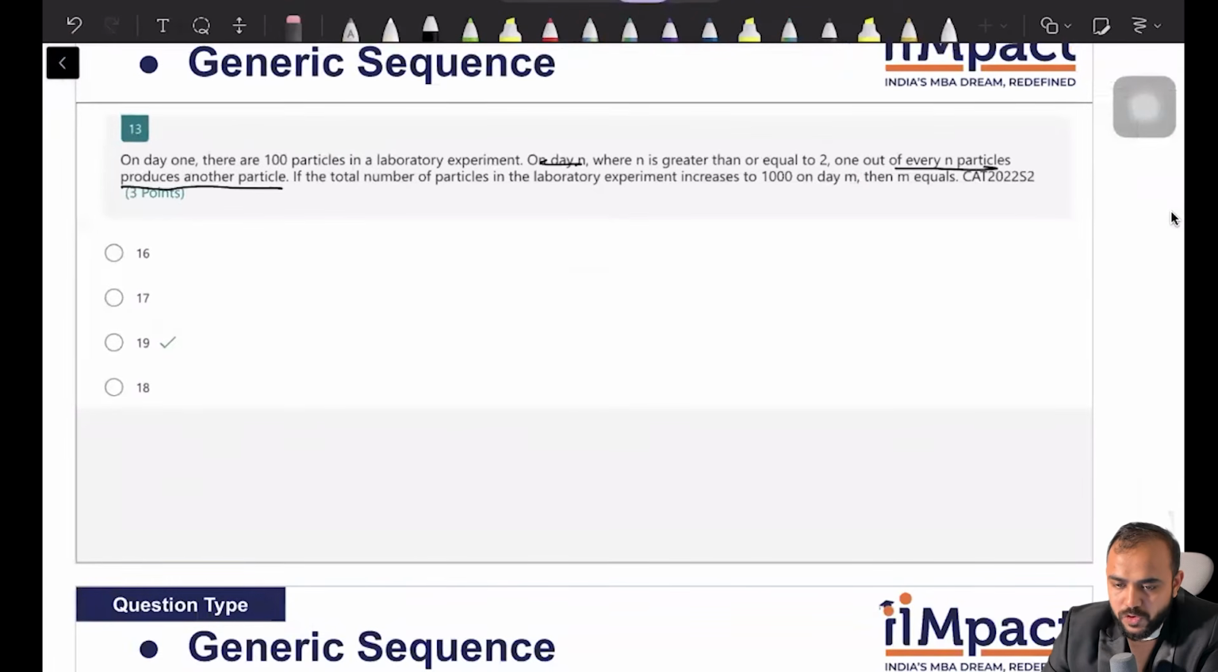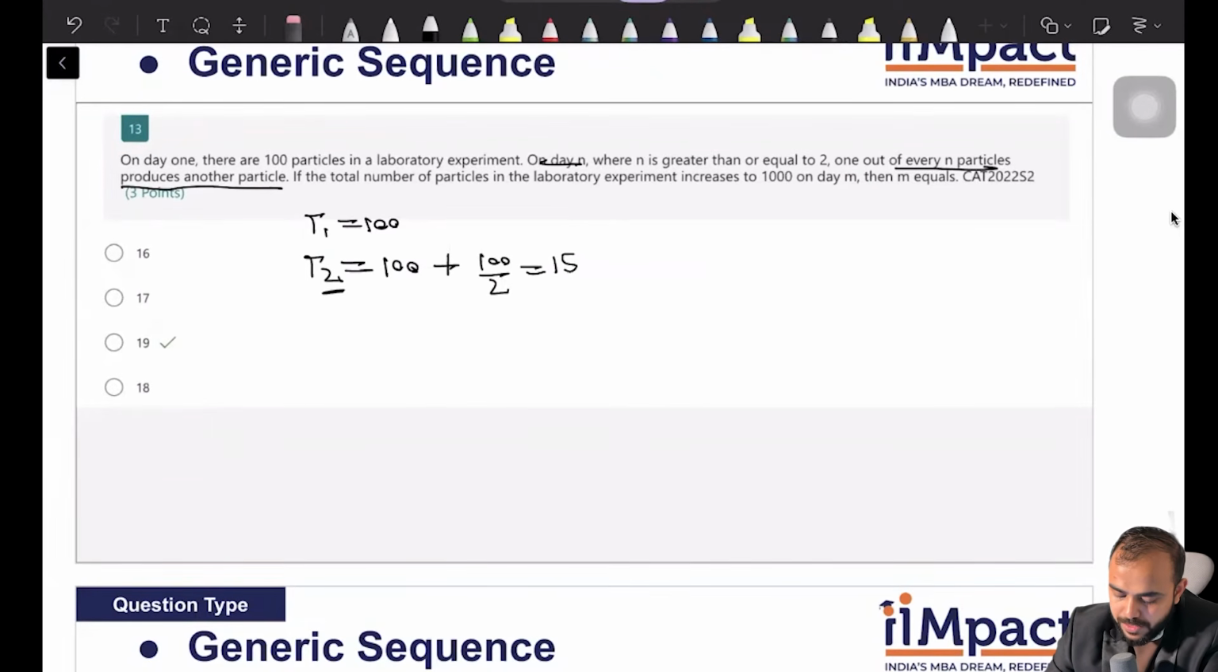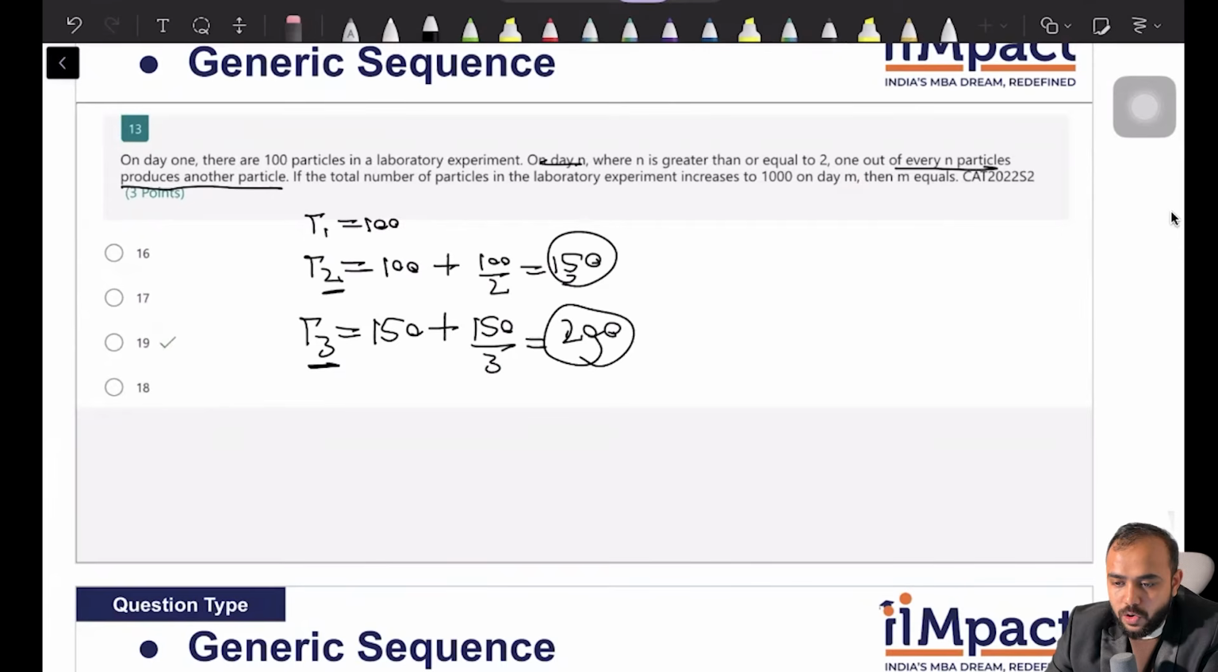correct? So T1 is equal to 100. T2 is going to be all the 100 from the previous one plus, because this is day number 2, every 2 will produce 1. So this will be 100 by 2, that is 150. T3 will be this 150 plus, now every 3 will produce 1 extra. So you will divide 150 into groups of 3 and this becomes 200. Do we have a pattern already? 100, 150, 200. This is somehow an AP.